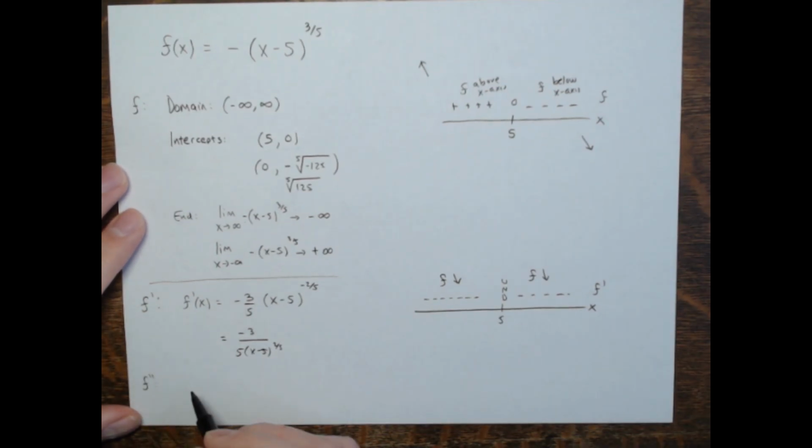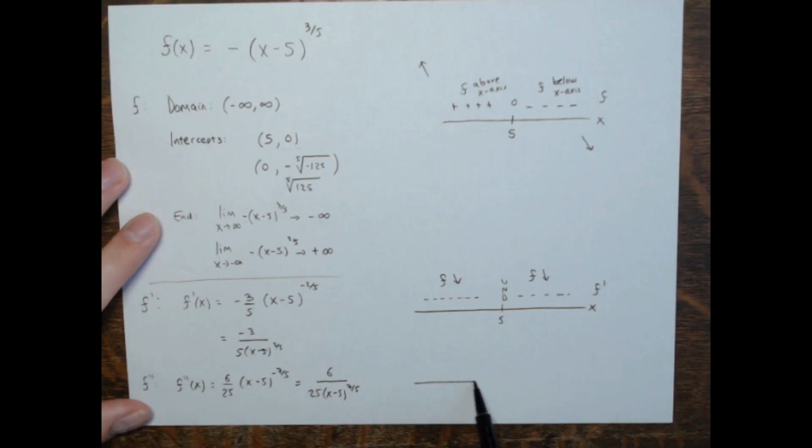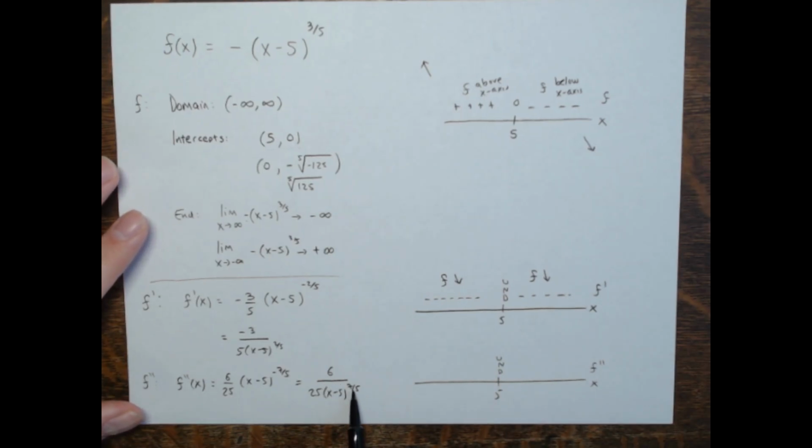And then the second derivative would be positive 6/25 times x minus 5 to the -7/5, which again would be 6 over 25 times x minus 5 to the +7/5 if you want to write it that way. So once again, this is undefined at 5, so UND here at 5. But this time these are all odds here. 5th root is something to the odd power, 7th power.